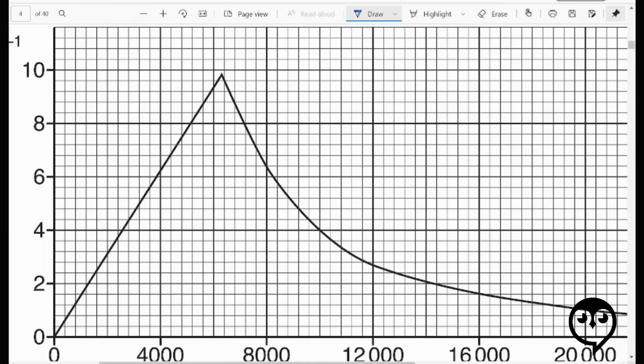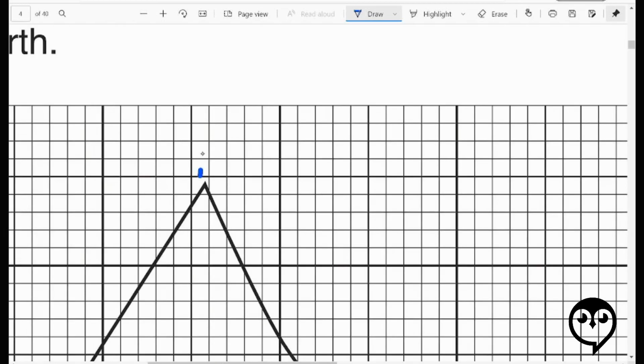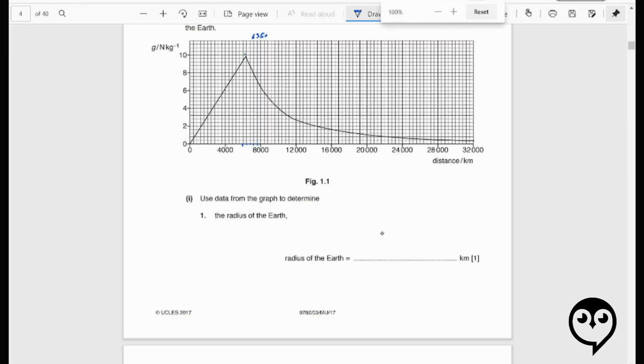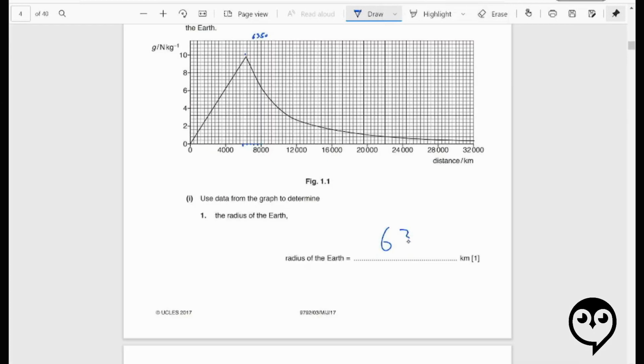What would you say here? So this is 6,000, and so this is going to be 400, 800, 720. That's the halfway mark. That'd be 6,200. So we're a little bit over that. So we say 6,350. I would say the radius of the Earth is 6,350 kilometers. Get that from the graph.